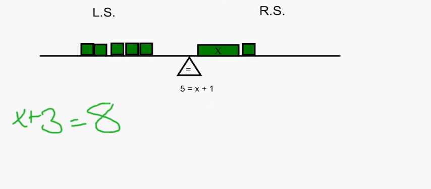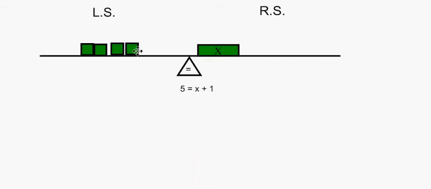Now as far as solving it, it works exactly the same way. I want to get x all by itself. It's over here on the right side. I want to remove my green. So I can do a paired removal if I want. So I remove one green and I remove the green from the other side, and it leaves me with 4 equals x. And there's the work I might show with that.